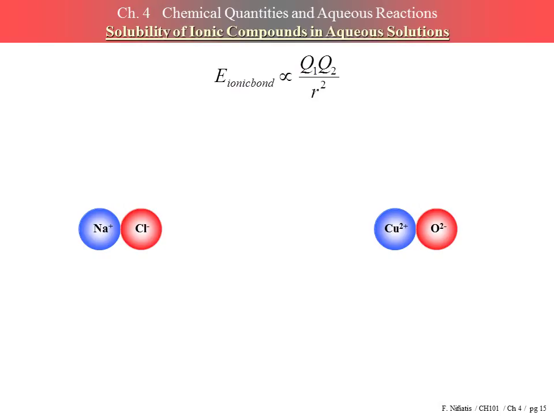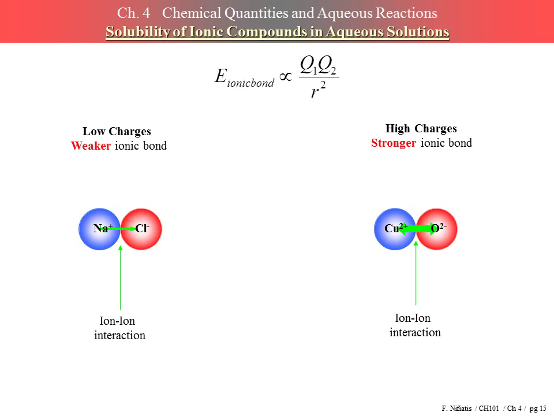Based on Coulomb's law, the energy of the ionic bond, or if you want, the energy of the electrostatic interaction, is directly proportional to Q1 and Q2, and that means the charge of the first ion and the charge of the second ion, and inversely proportional to the square of the distance. The distance is between the center of the cation and the center of the anion.